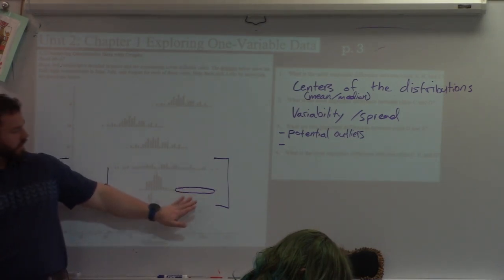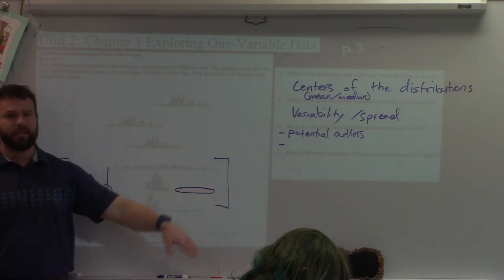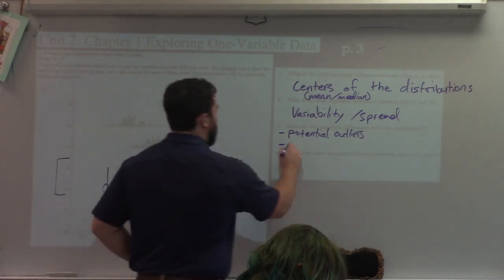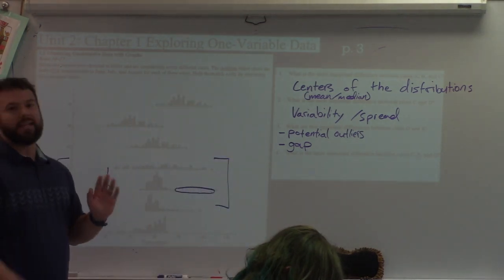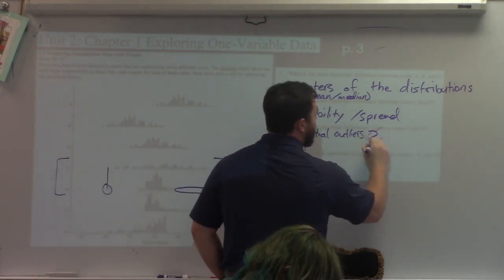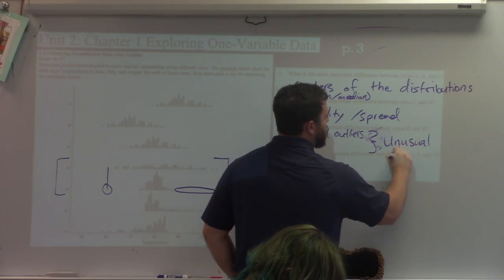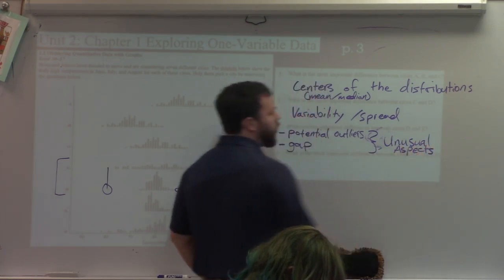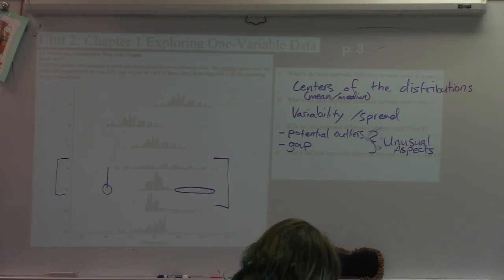Do you see all of this right here, where we basically jump from one data point to a really far away data point? We would also call that a gap. Okay, so potential outliers and gaps in our data are known as our unusual aspects. If we are analyzing data, we want to always acknowledge unusual aspects. All right, I'm going to bring all of these things together in an acronym to help us remember these things.